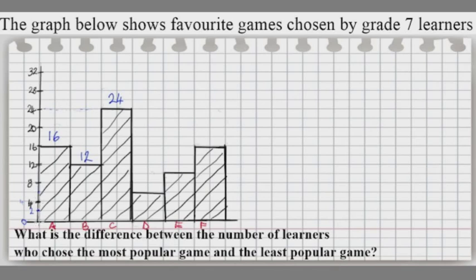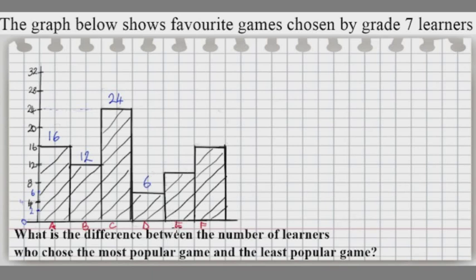So to get the total number of learners who preferred game D, we will need to add 2 to 4 to get 6. So this corresponds to the total number of learners who preferred game D. So in this case we have 6 learners.